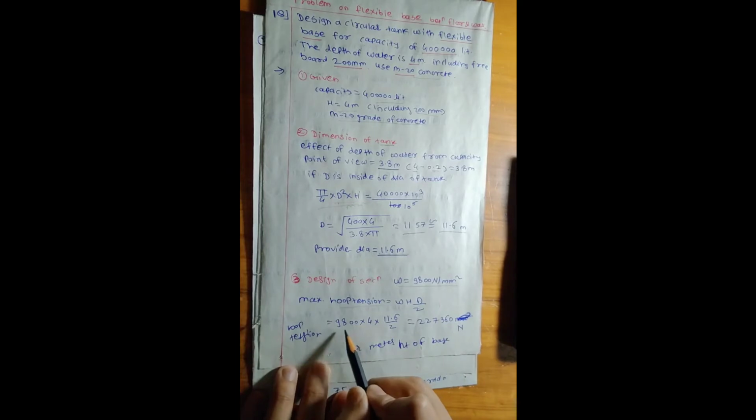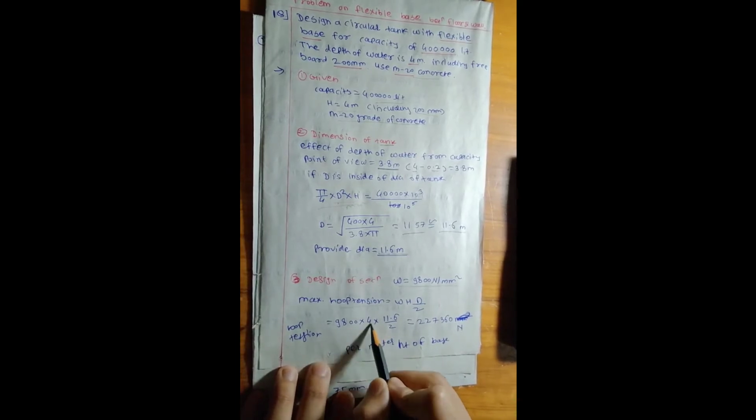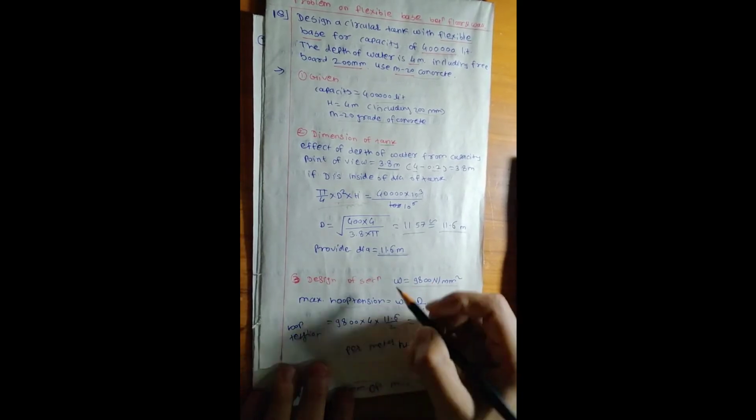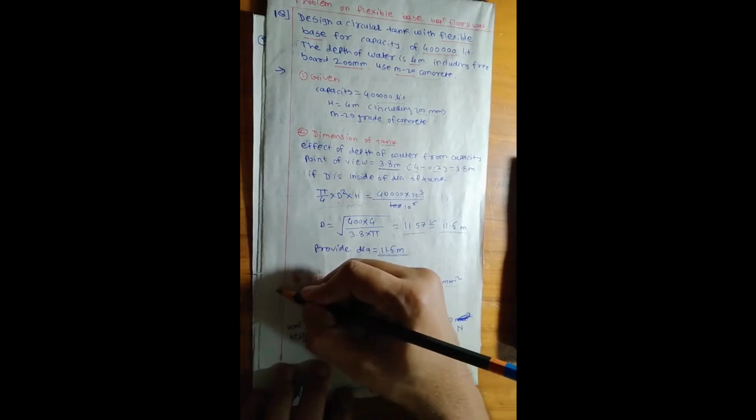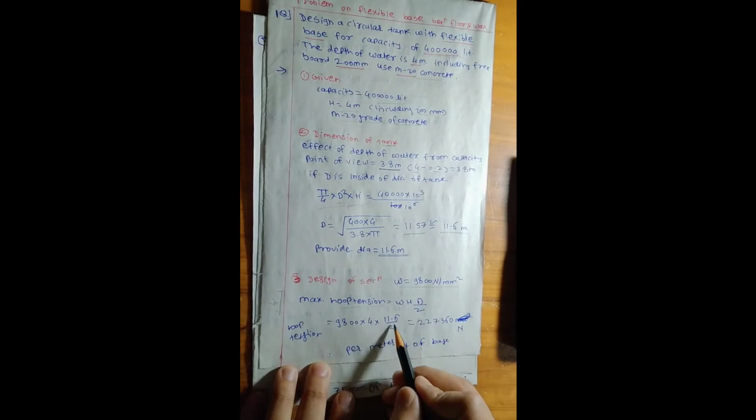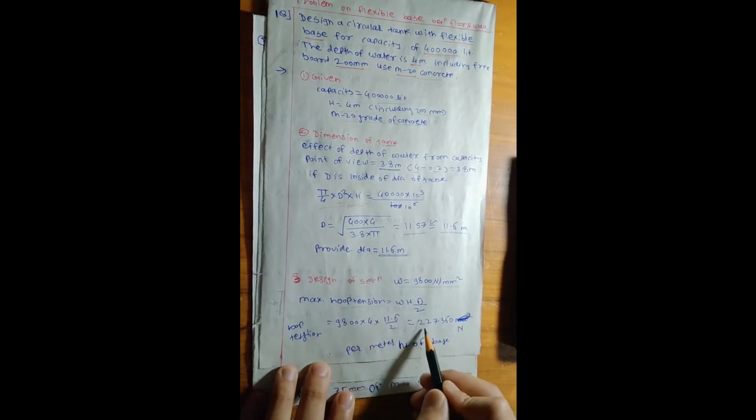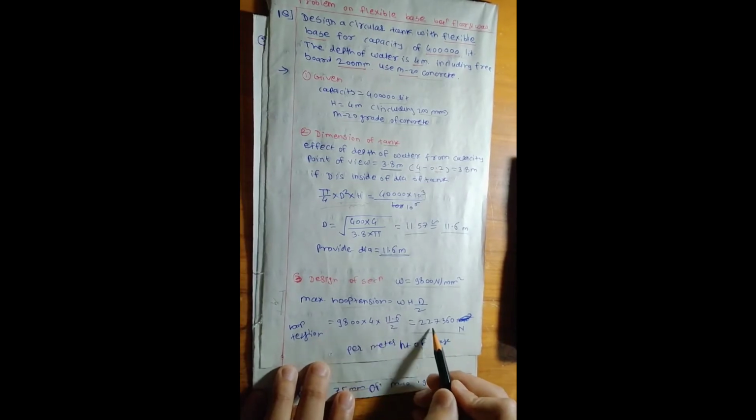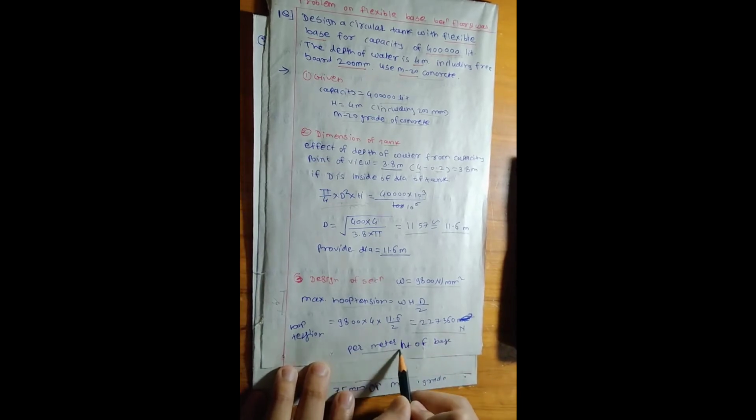So hoop tension is equal to 9800 into 4. In hoop tension we have to take the full height of the water tank, that is capital H. Into 11.6 divided by 2, it gives 227,360 Newton per meter height of the base.